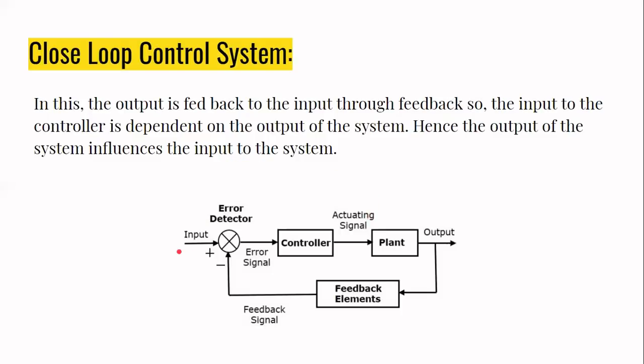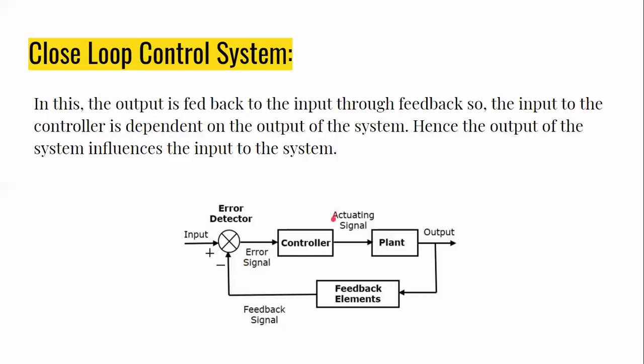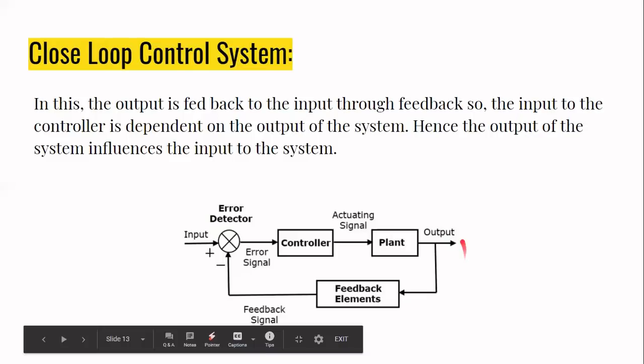So here we have a feedback element which can be sensors which will measure the output, and this feedback signal will be used along with the input to calculate the error signal. This error signal will be used by the controller to calculate the actuating signal. This actuating signal will be used by the actuators that will perform the action on the plant, and the plant's output will be the output of the closed loop control system.